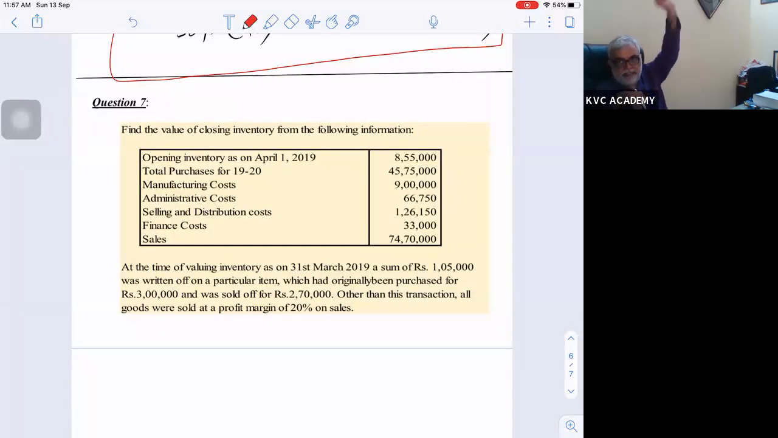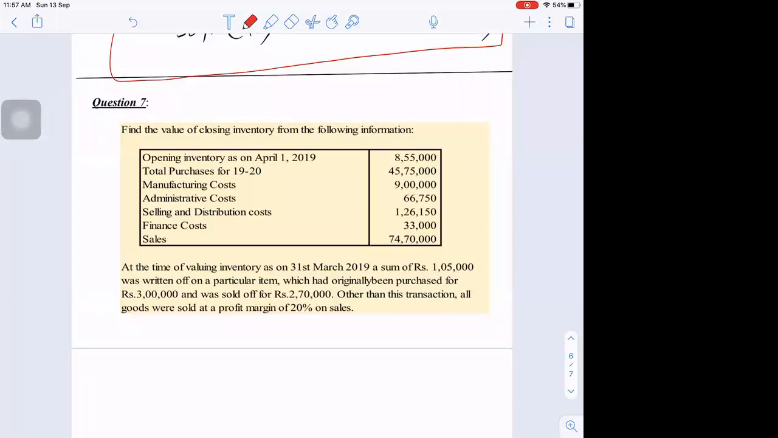Okay. Karthik, please read. Find the value of closing inventory from the following information. Opening inventory as on April 1st, 2019, 8,55,000. Total purchases for 2019-20, 45 lakhs 75,000. Manufacturing costs 9 lakhs. Administrative costs 66,750. Selling and distribution costs 1,26,150. Finance costs 36,000. Sales 74 lakhs 70,000.